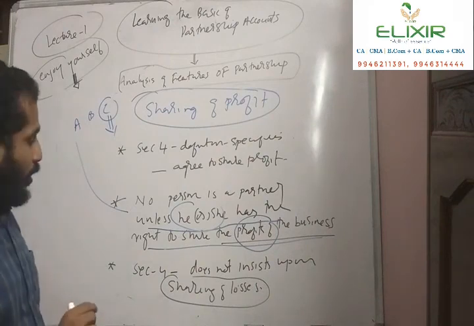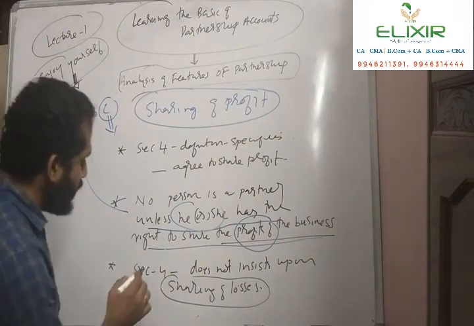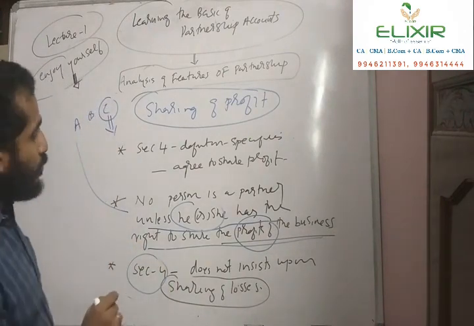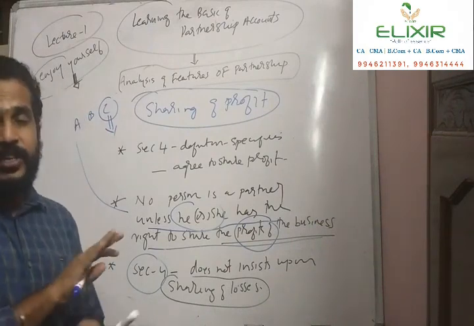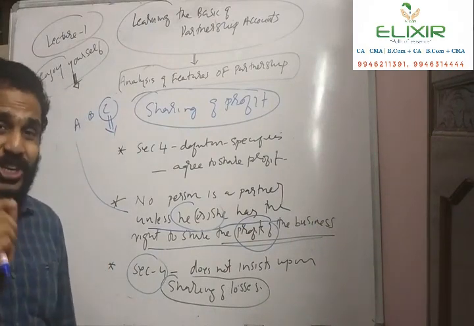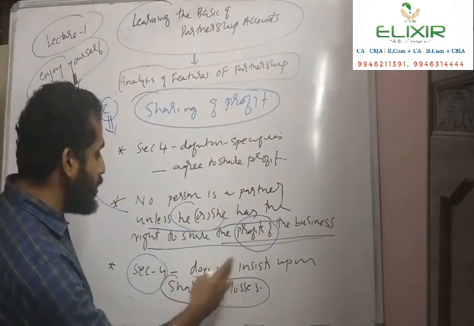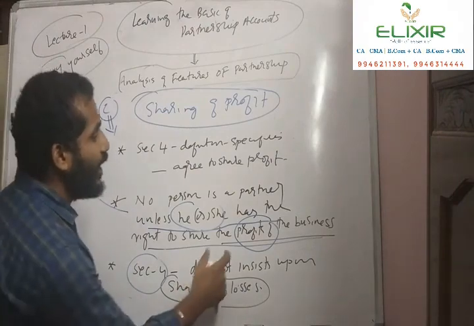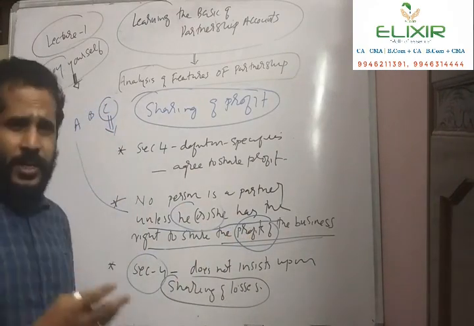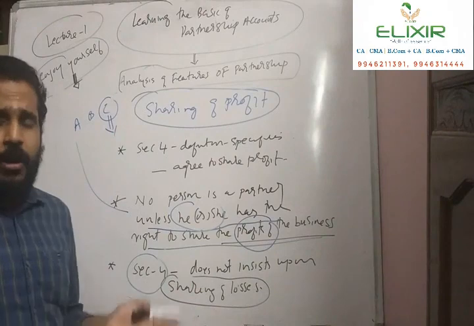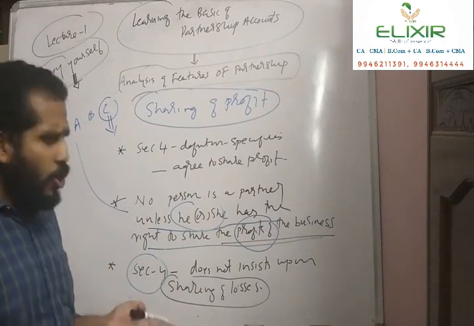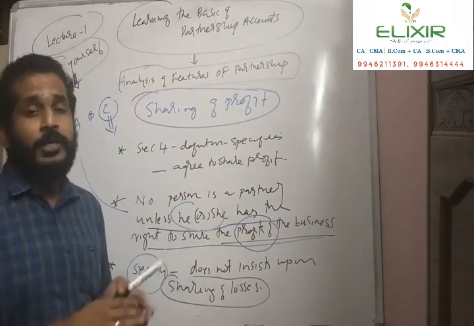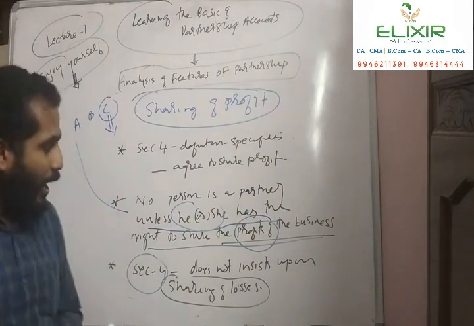Remember one thing: while going through the definition given by Section 4 with regard to partnership, you never see the term sharing of losses. The definition never speaks about the term sharing of losses. Section 4 does not insist upon the sharing of losses. It gives an indication only with regard to the sharing of profit. What does it mean? The partners are not obliged to share losses? No, that is not the case. It is an implied condition. If they are entitled to share the profit of the business, they are obliged to share the losses.